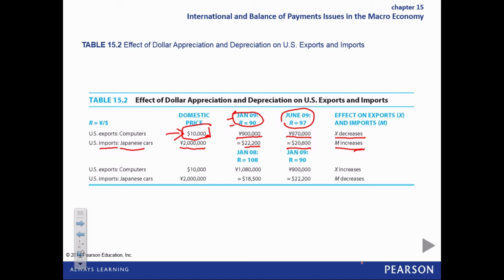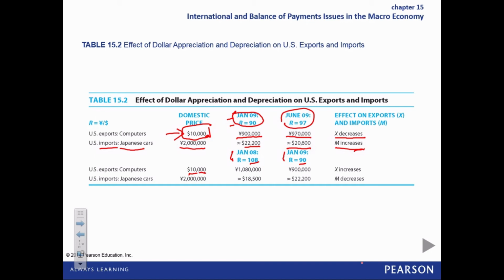Now, doing the same thing from January of '08 to January of '09, where the rate went from 108 to 90. That means the US dollar got weaker. Again, with the US dollar getting weaker, exports should go up. And this is the reason.